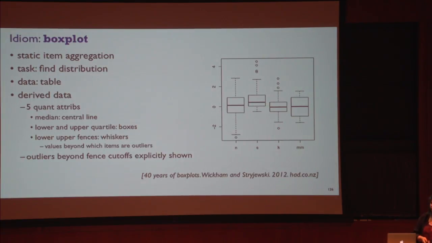Before we end with the static item aggregation, let me mention the box plot. This is another example where it's aimed at finding distribution, and you're also making essentially a derived table of data. In this case, there's 5 carefully chosen statistical attributes that are actually showing then things like the median, the lower and upper quartiles, and then these fences beyond which everything is counted as an outlier.